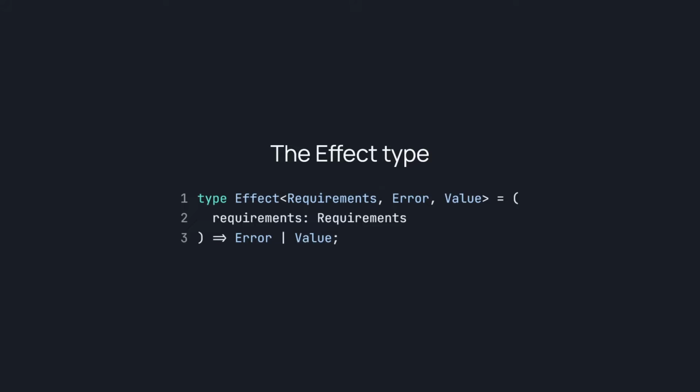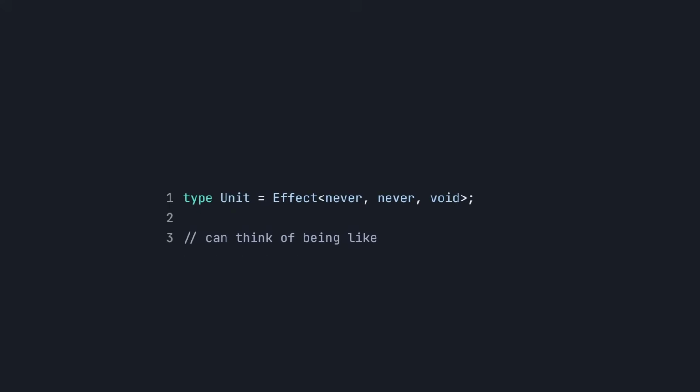The Effect type is generic over 3 parameters which describe its behavior: requirements, error, and value. You should conceptualize an effect as a function that takes in its requirements as an argument and returns either a value or an error. It's important to emphasize this function-like nature of an effect. Just like creating a function doesn't execute its body, constructing an effect doesn't execute its content. We could say that an effect is a description of a program. The output value is computed only when the effect is run.